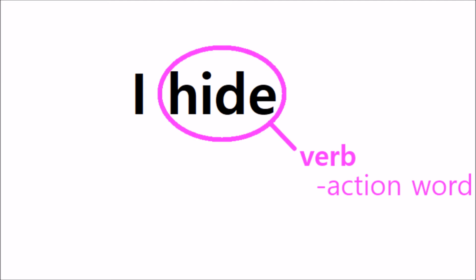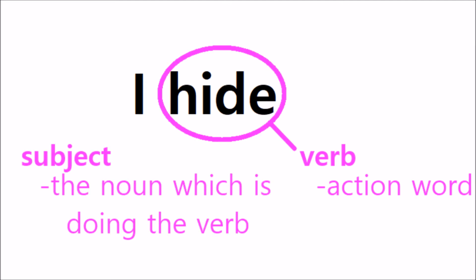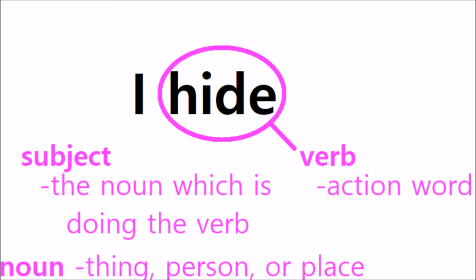Here is an example sentence. I hide. This sentence contains a subject and a verb. The verb is the action word. The verb in our example is hide. The subject is the noun, which is doing the verb. A noun is a thing, person, or place. In this example, the verb is hide, and the thing which is hiding is I. So I is the subject of the sentence.